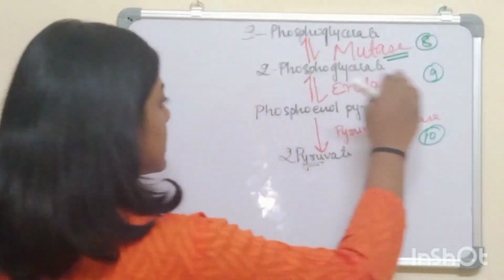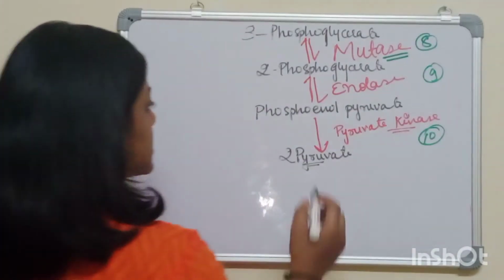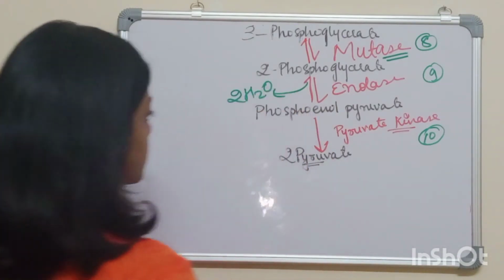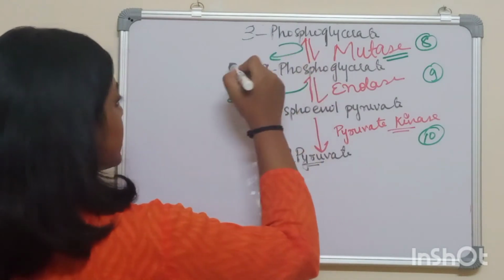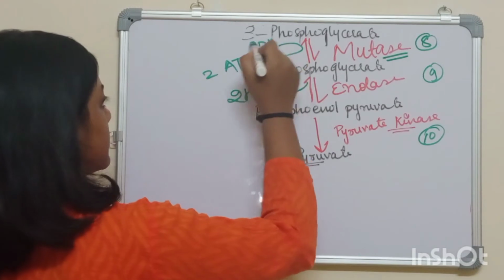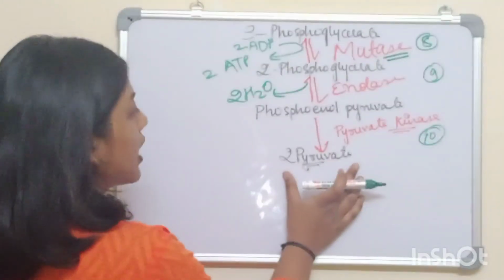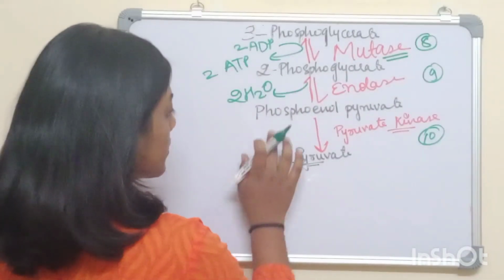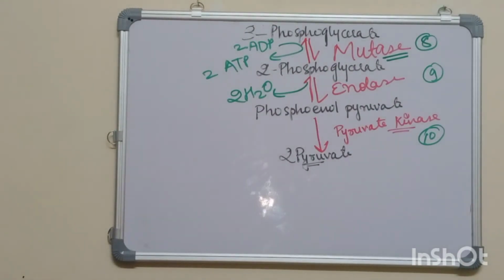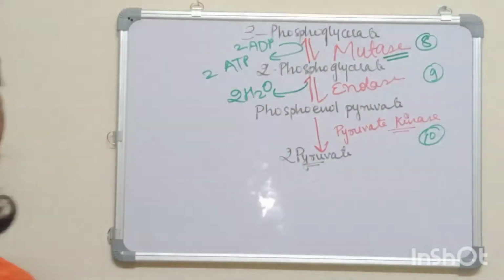Now the 2-phosphoglycerate gets converted into phosphoenol pyruvate by the enzyme enolase, and here 2 molecules of H2O are released. Here also 2 ATP are produced. 2 ATPs are produced from 2 ADP. And then phosphoenol pyruvate is finally converted into 2 molecules of pyruvate. So this is the glycolysis pathway.